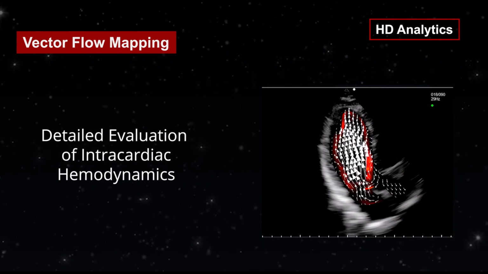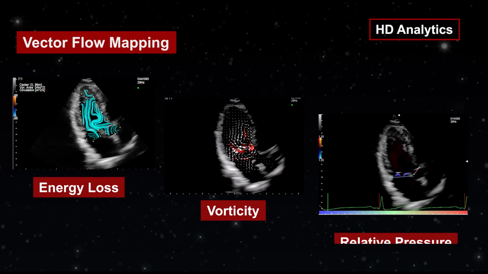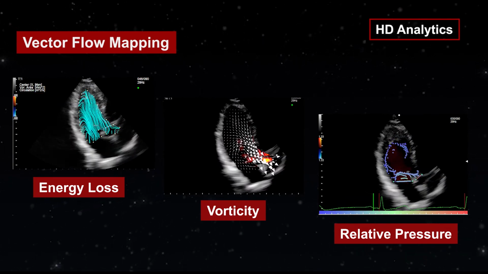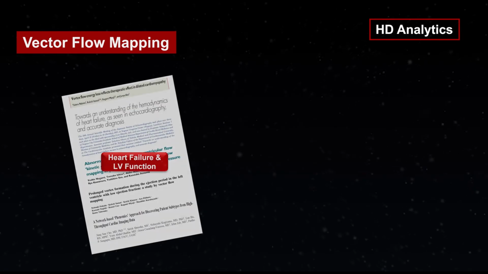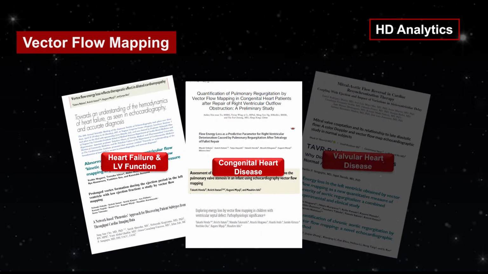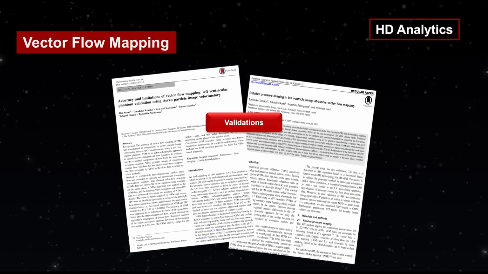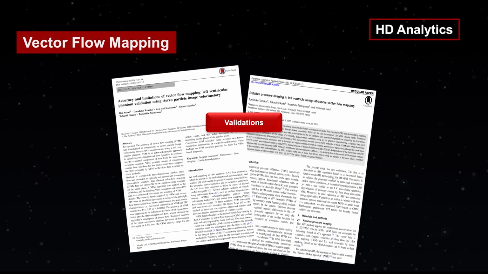with promising diagnostic outcomes. Energy loss, vorticity, and relative pressure are potentially new echocardiography parameters that give valuable insights in the assessment of cardiac function like heart failure, congenital heart disease, and valvular heart disease. What's more, vector flow mapping is the only non-invasive tool that has been validated to examine the intracardiac flow.